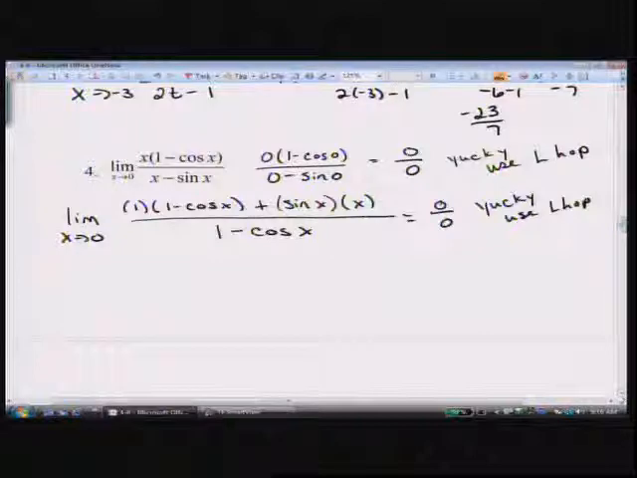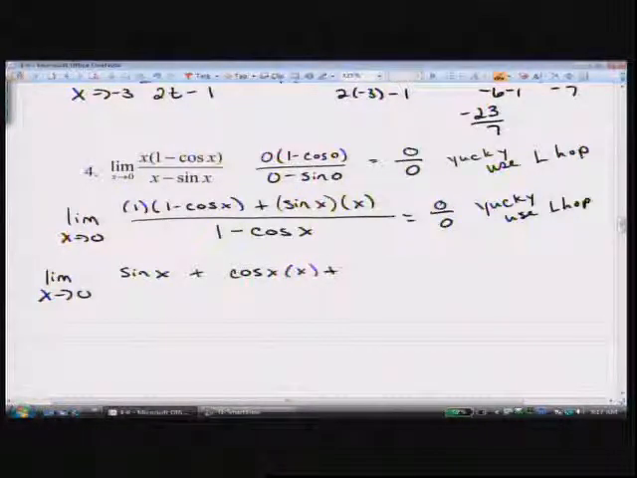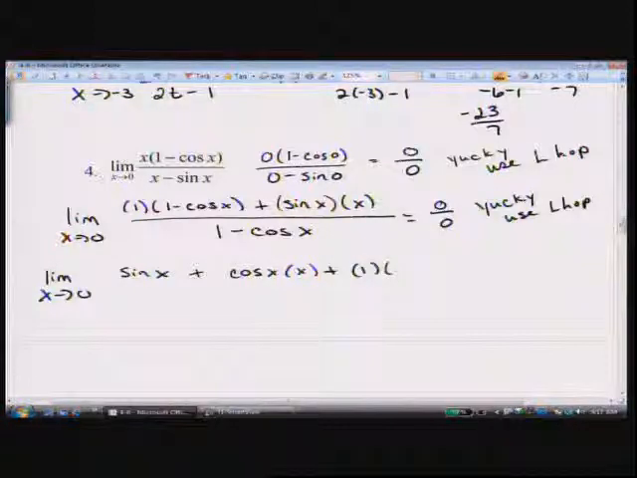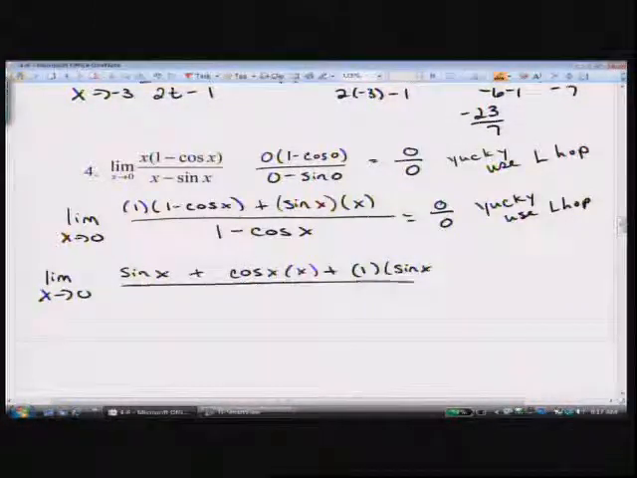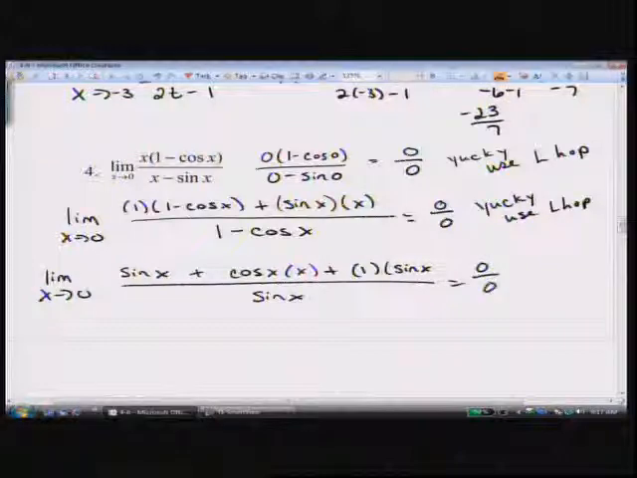Okay, so let's try L'Hopital's rule again. The derivative of 1 is 0. The derivative of minus cosine x is going to be positive sine x. And then plus, we have a u and a v here. The derivative of sine x is cosine x times the v plus the derivative of v, which is 1, times the u, which is sine x, all over the derivative here, which is just going to be sine x. Okay, now what happens is we get 0 here, 0 here, 0 here, and 0 here. So again, 0 over 0, which is yucky.